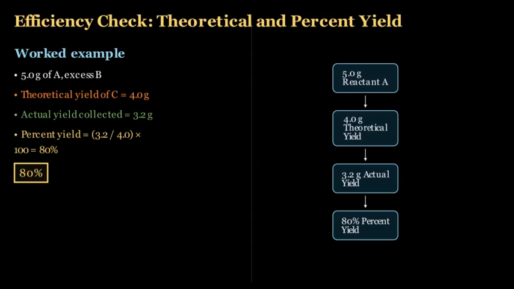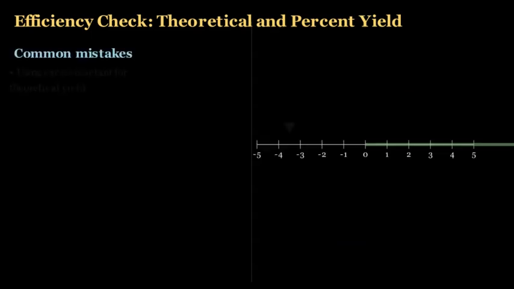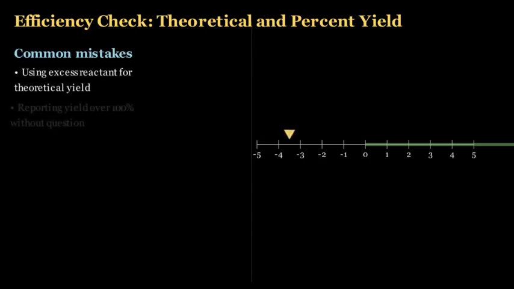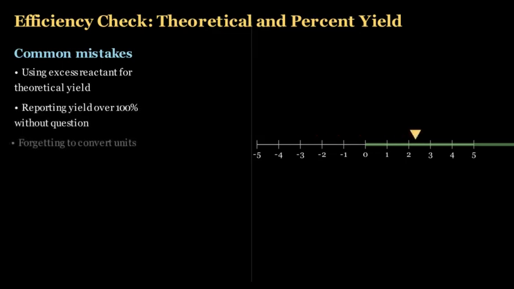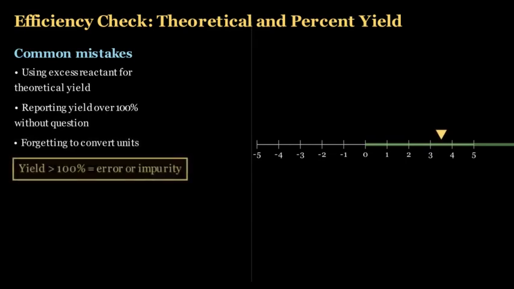The biggest trap is calculating theoretical yield from the excess reactant, that gives a number way too high, because there's leftover excess that never reacts. Always use the limiting reactant. Another mistake is getting a yield over 100% and just writing it down. That's impossible. It means your product is wet, impure, or you misweighed something. Always question a yield above 100%. And don't forget to convert everything to grams before you plug into the formula.